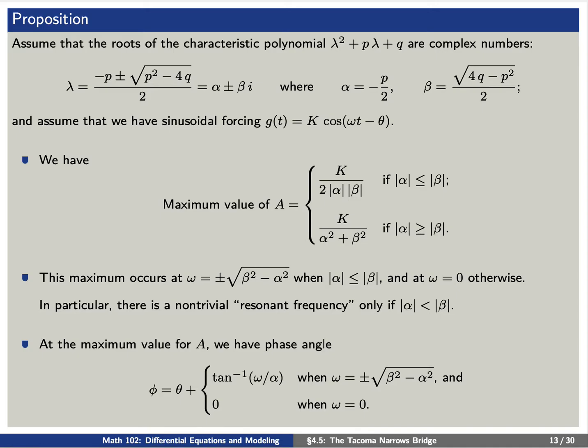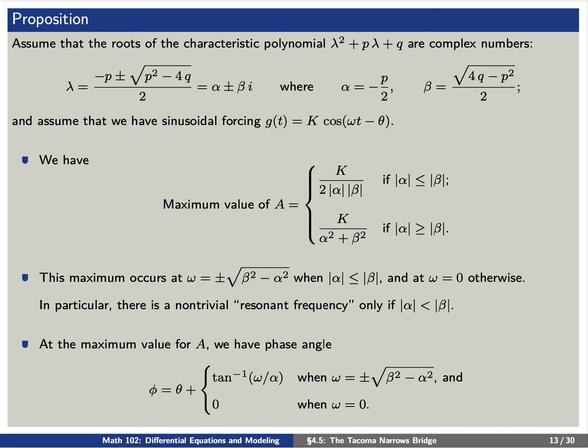First, we see that the maximum value of the amplitude A is equal to K divided by 2αβ if α is less than β, or it's K divided by α² + β² if α is greater than β. Second, this maximum value for the amplitude occurs at either ω equals the square root of β² − α² if α is less than β, and ω equals 0 otherwise. In particular, there is a non-trivial resonant frequency ω if and only if α is less than β.